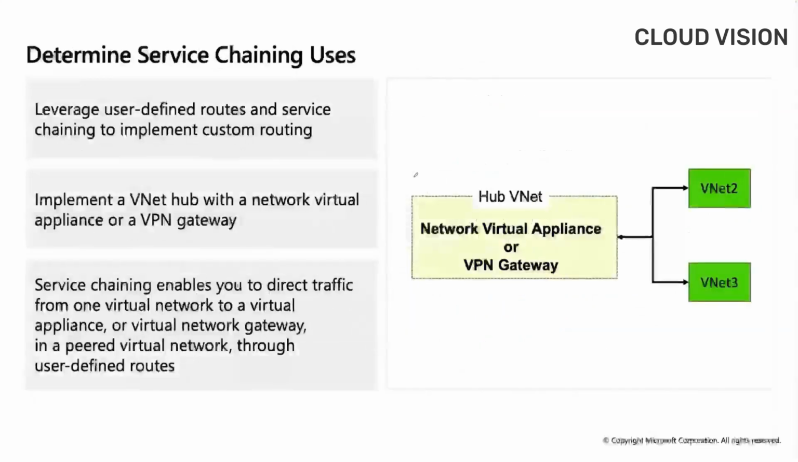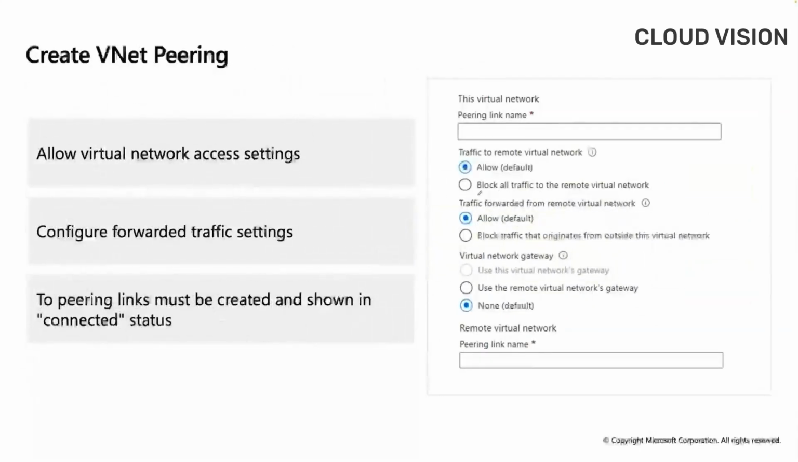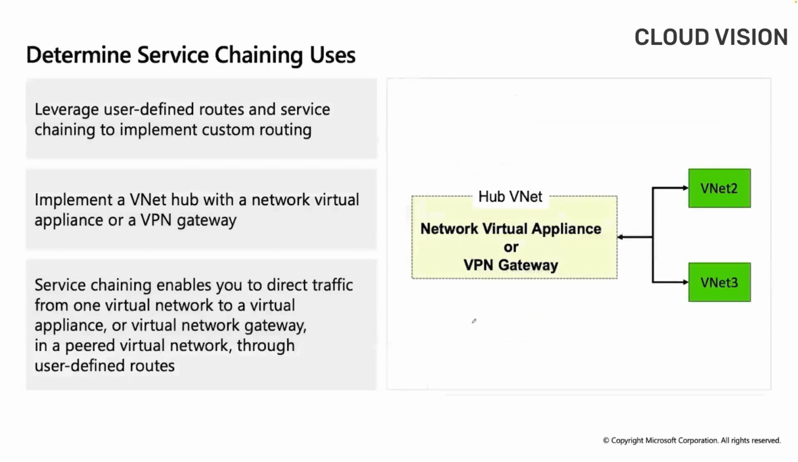Okay. To create a VNet peering, you give another VNet name, allow all the settings you need to set up, and wherever the VNet linking needs to happen, and it creates the reverse as well. Okay.